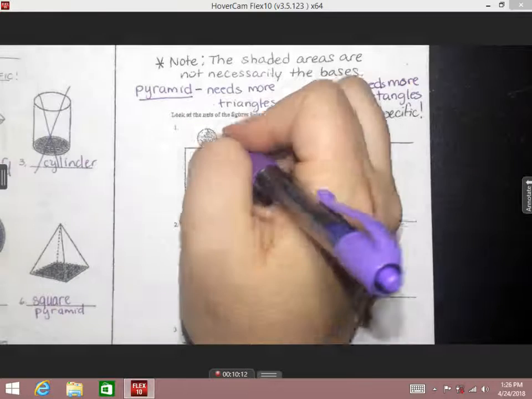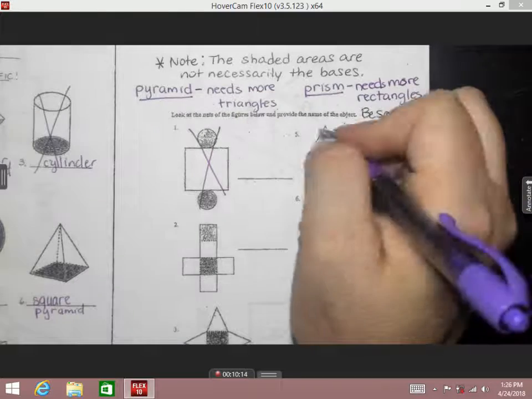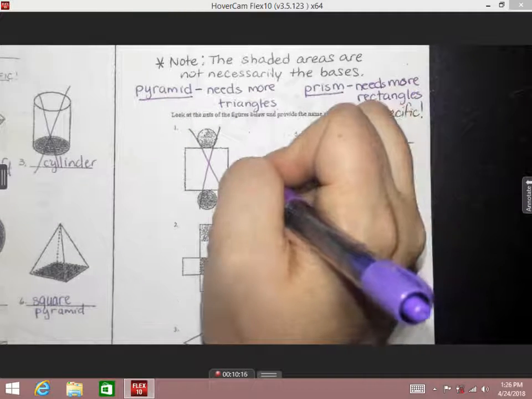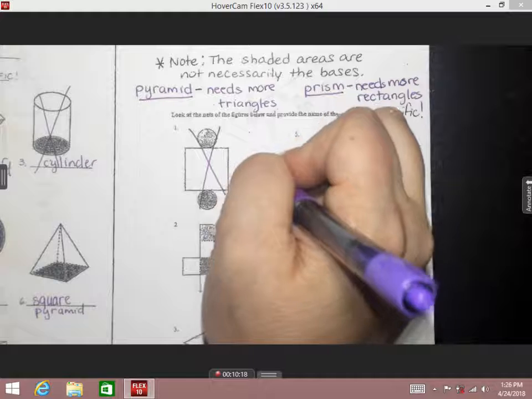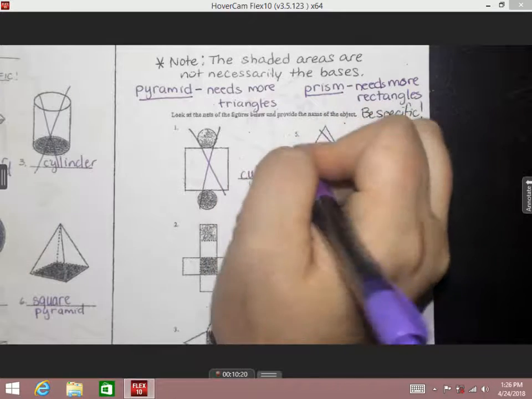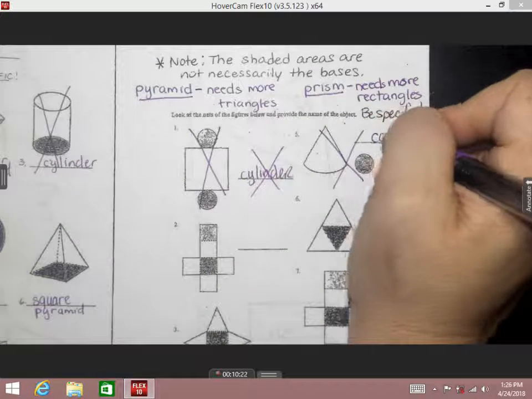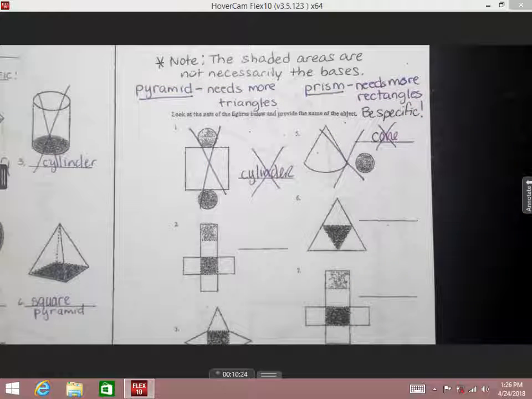We're not going to use circles. These we're going to mark out. All right, now these would be the net of a cylinder. Again, you don't have to know that. And this would be a cone. But that's just so if you were curious.